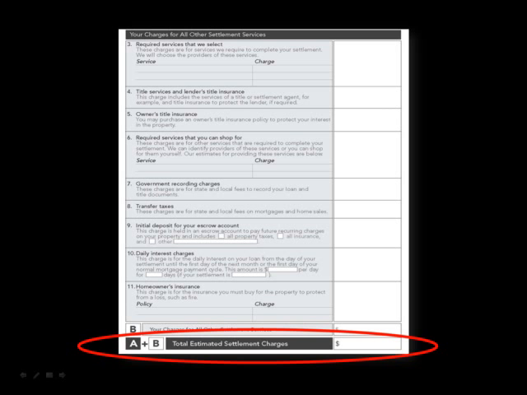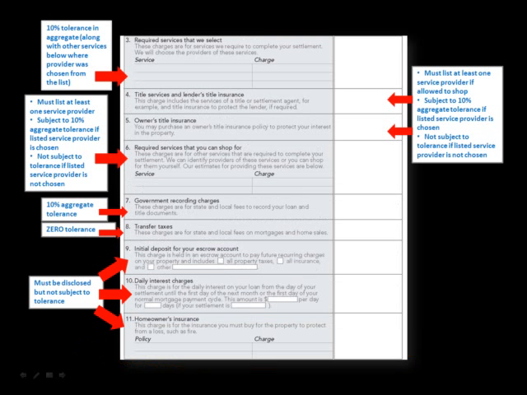Those would include things like escrow, title, or homeowner's insurance. If your client chooses a provider from the loan originator's list, there is only a 10% tolerance in fee allowed. If they choose a provider on their own, the fee is not subject to any tolerance. There is a zero tolerance for state and local transfer taxes.